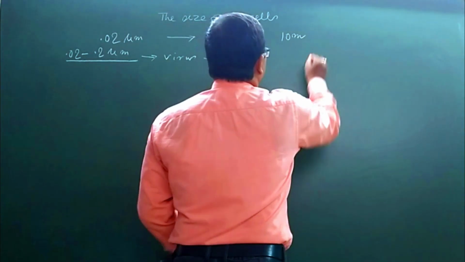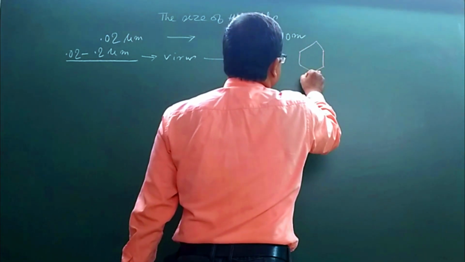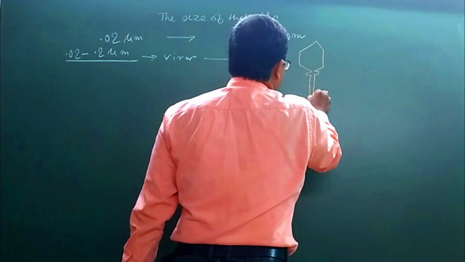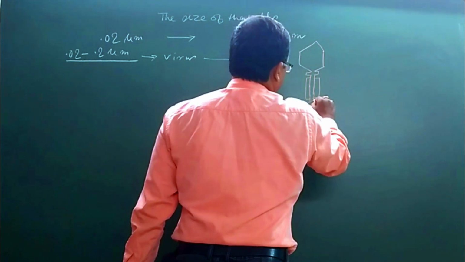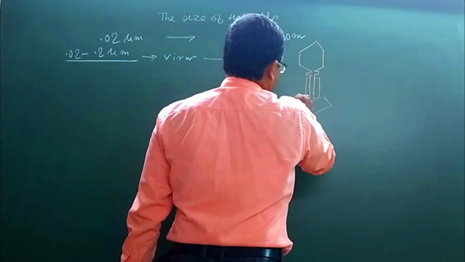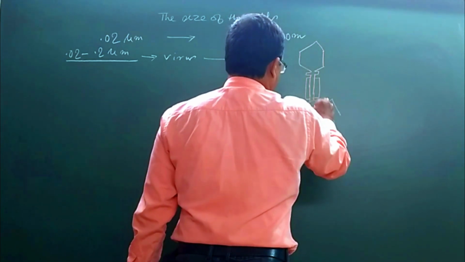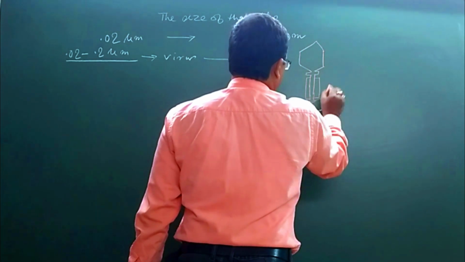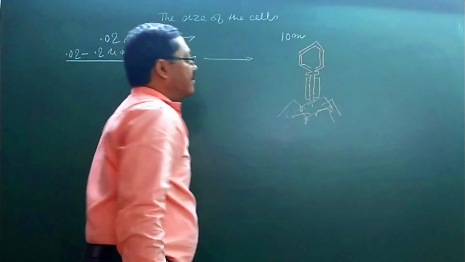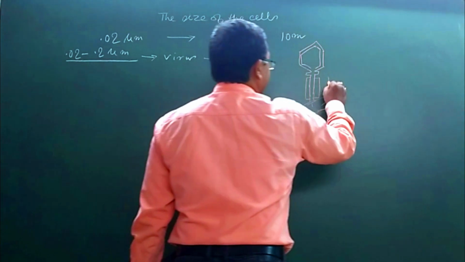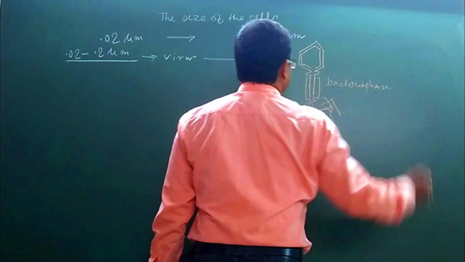Suppose we consider a picture, a phage virus. Phage virus is a virus that infects bacteria. One of the important viruses is the phage virus, bacteriophage. T2 or lambda.